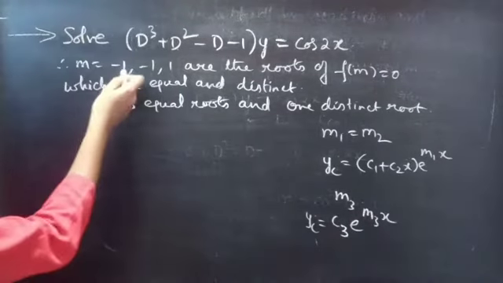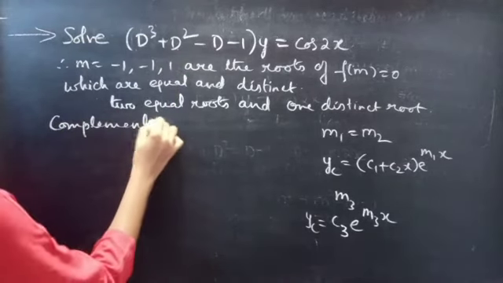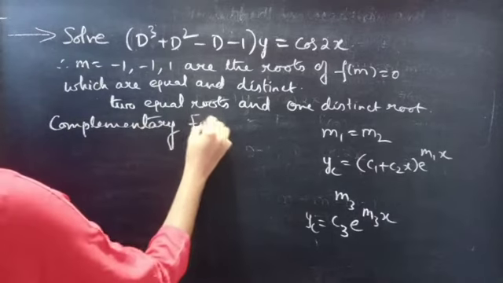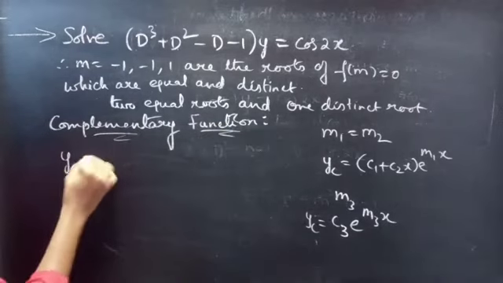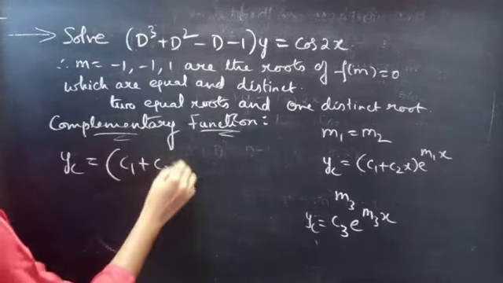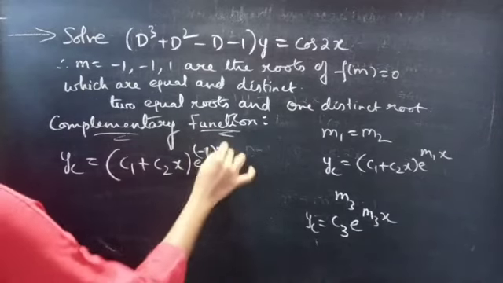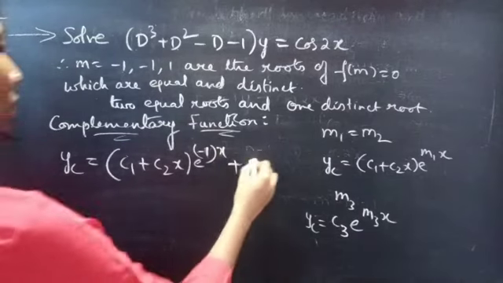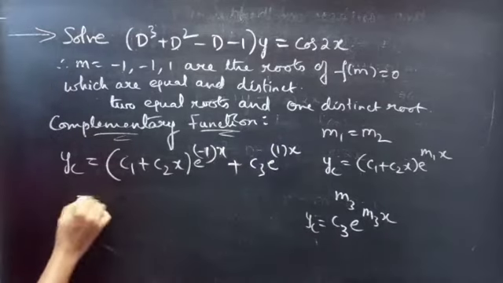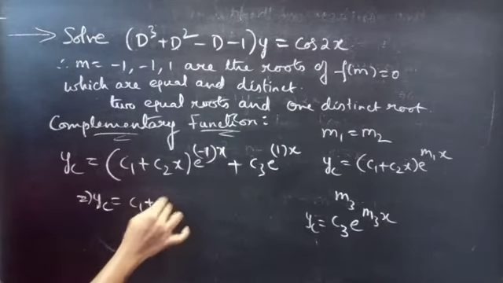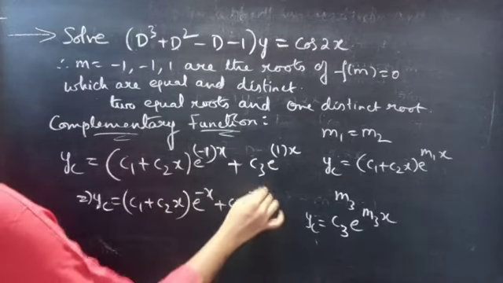Now let's write for these three roots. The complementary function will be yc equals to c1 plus c2x into e power equal root minus 1 into x plus, for the distinct root, another constant into e power this root into x. Then our yc will be c1 plus c2x into e power minus x plus c3 e power x.